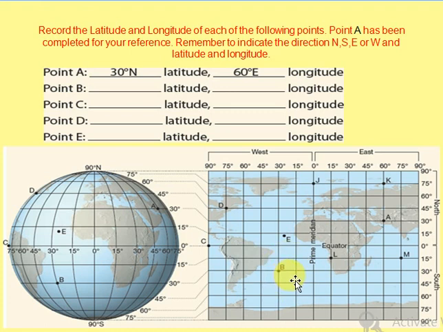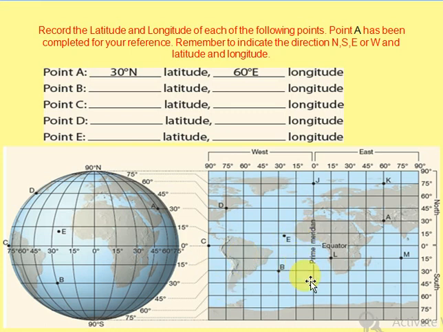The point B we are talking about is 30 degree west. 30 degree west. So 30 degree latitude, 30 degree south and 30 degree west longitude. And this is how you can calculate and find out the exact location, keeping the direction in mind.